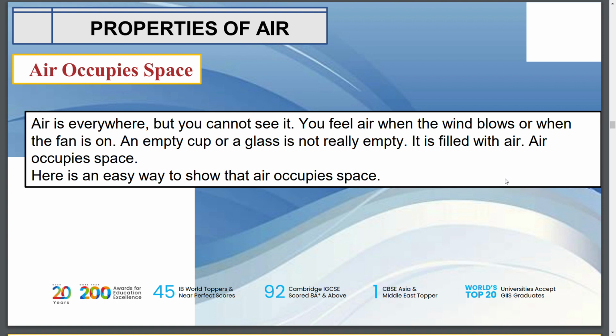Air occupies space, as you know. One riddle is: what occupies the room? It can be light or air. Air is everywhere, but you cannot see it. You can feel the air when the wind blows or when a fan is on. An empty cup or an empty glass is not really empty. It is filled with air. Air occupies space.